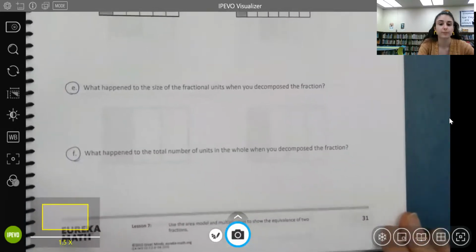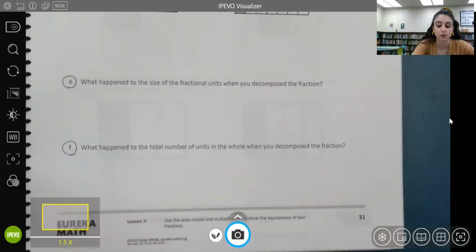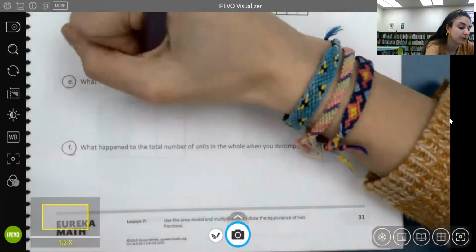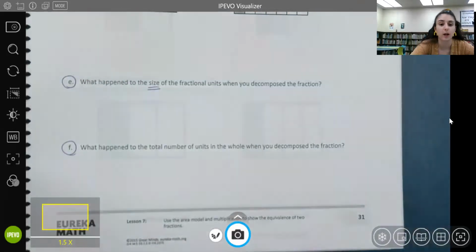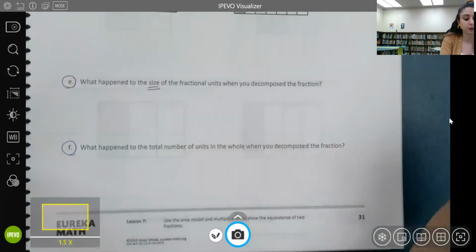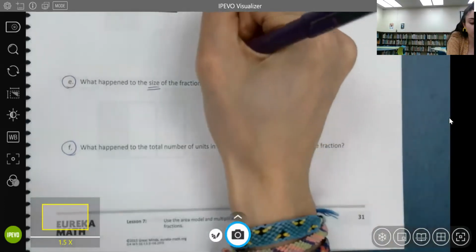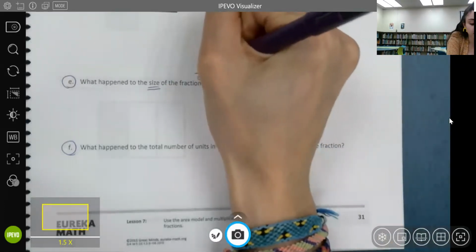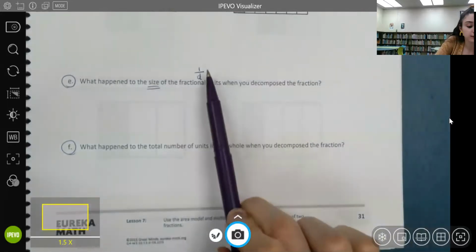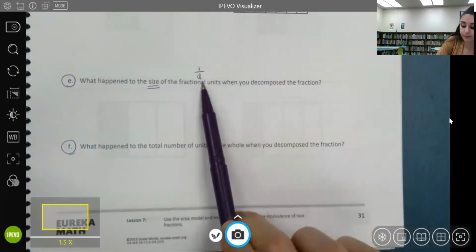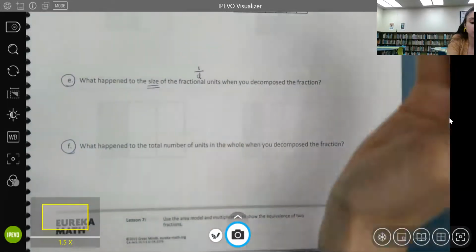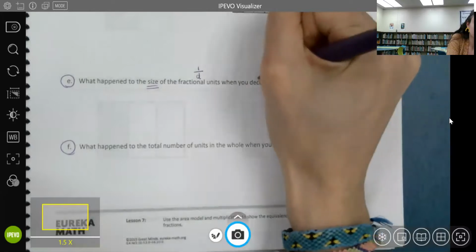So in E, it says, what happened to the size? I'm going to underline the word size twice. What happened to the size of the fractional units when you decompose the fraction? So above fractional units, I'm going to put a 1 over D, because a fractional unit is a 1 over a denominator. Then for the word decomposed, I'm going to put a box around it because that word seems pretty important in this sentence.